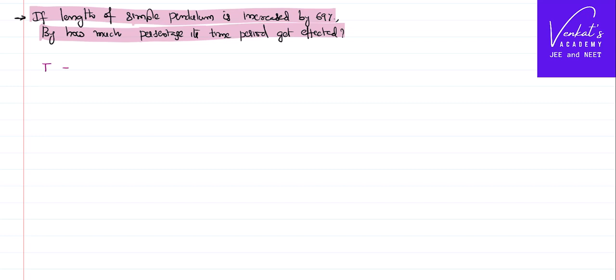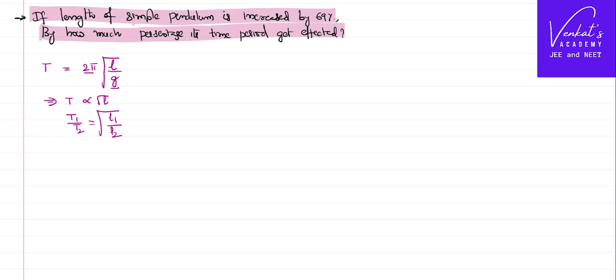We have derived in the previous video that the time period of a simple pendulum is 2 pi into root of L by g. We know 2 pi is a constant, and acceleration due to gravity at a given place is constant. Then the relation between time period and length of the pendulum is: time period is directly proportional to square root of L. Then T1 by T2 is equal to square root of L1 by L2.